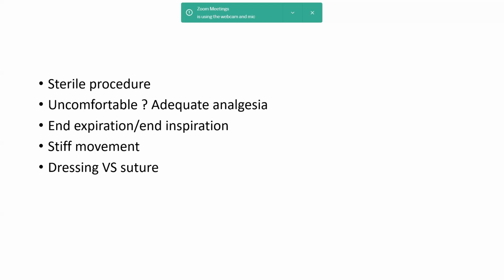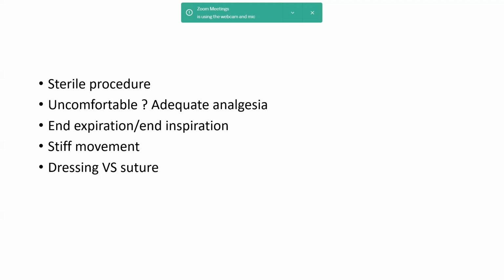Now, traditionally it was believed it should be removed at end expiration, because of the negative pressure: the moment you remove the tube, the patient will gush into the next phase of the breathing cycle. So it would be inspiration and the lung is expanded, so there will be no residual pneumothorax. That was the theory behind end expiration removal. So I personally remove at end expiration. Others may have a different opinion.